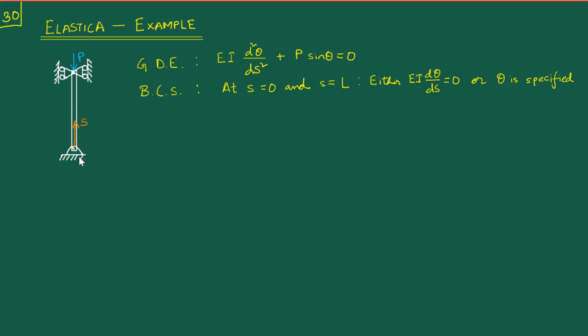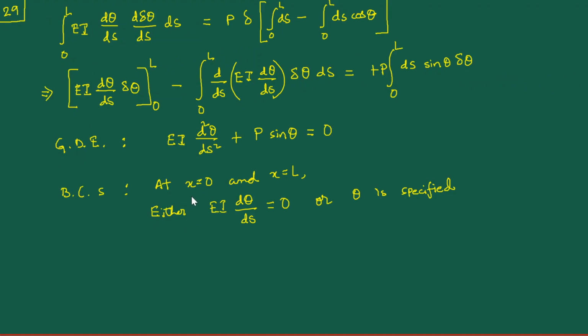It's exactly the same diagram except that I have changed the coordinate system. Earlier, the x was directed along the same direction along which I have written this S here, and the Z was perpendicular to it. Now, if you compare with the previous page at which I had ended the previous video, you will see that there's a slight difference in the way the boundary conditions are written. I had written at x equal to 0 and at x equal to L, either EI d theta/ds equal to 0 or theta is specified, but in reality this should have been written as s equal to 0 and s equal to L.